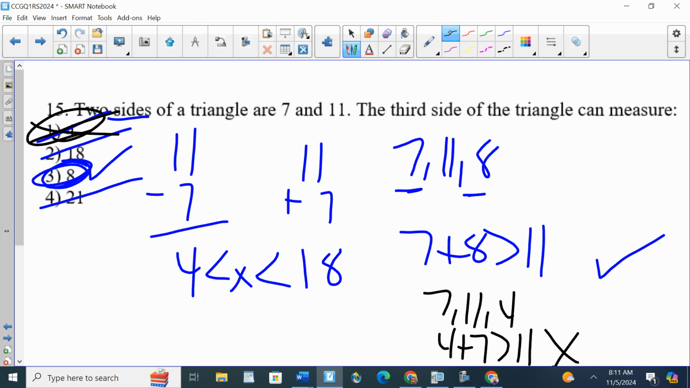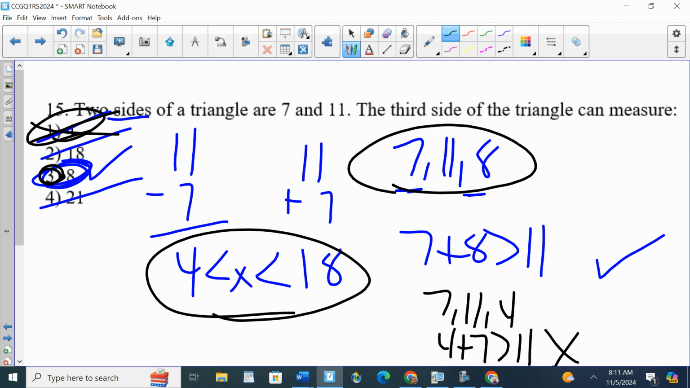So the easier way to do this is to just subtract them and add them. Any number in between those values, not including those values, could be the third side. Or you can go through each choice and see if the two smaller sides add to be more than the third.